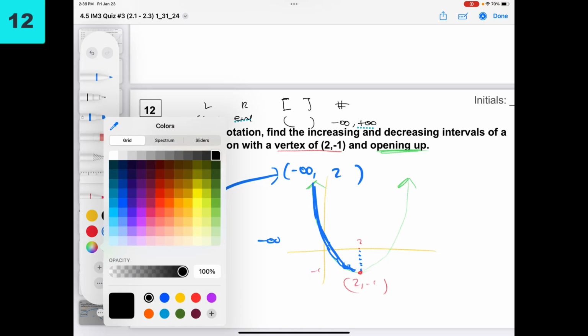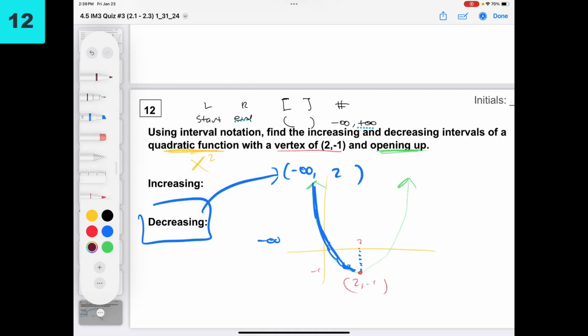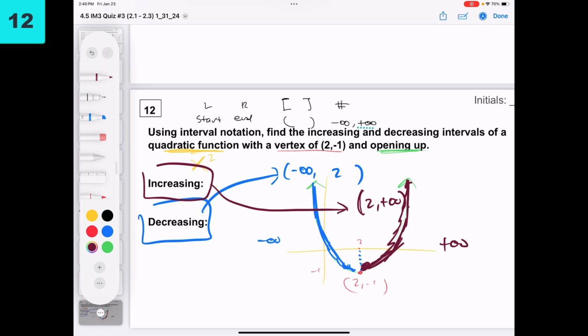Okay, let's pick another color. This maroon color. Okay, this portion here is increasing. Why? Because you're going left to right. So we're starting down here, and you're going up here. So it's getting bigger. That means we're starting at 2, but we're not including 2, and we're going towards positive numbers, so positive infinity would be your answer. Okay, so that is the increasing.